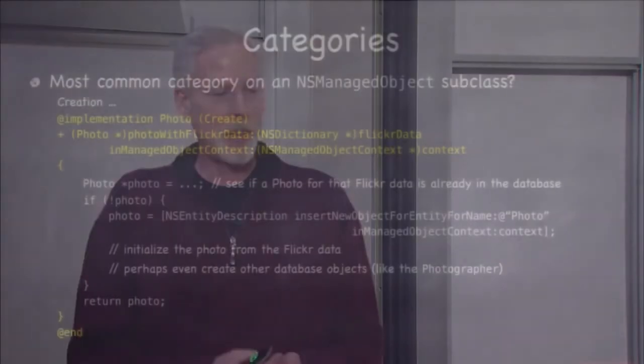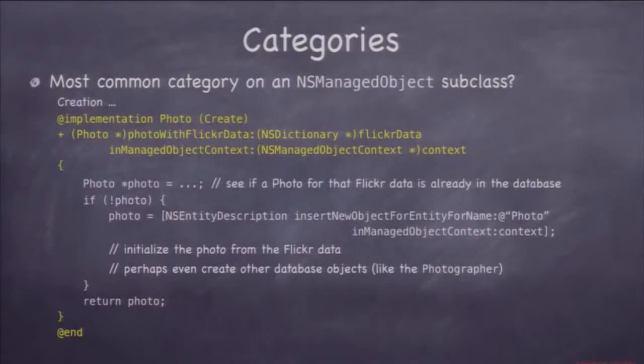So here's a common category method we add for subclasses of NSManagedObject, which is creation. Imagine I had this category called Photo+Create, and I'm going to add a method to Photo called photoWithFlickrData:inManagedObjectContext:. It's going to query the database and see if that photo already exists. It's going to return it if it does. If not, it's going to insert a new object for entityName, initialize the photo from the dictionary you sent, et cetera, et cetera. It's going to do all that work all in one method, so that if someone wants to create a new photo using Flickr data, they can just call this one class method in Photo.